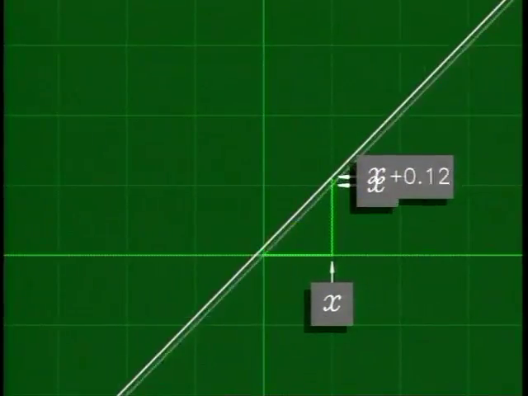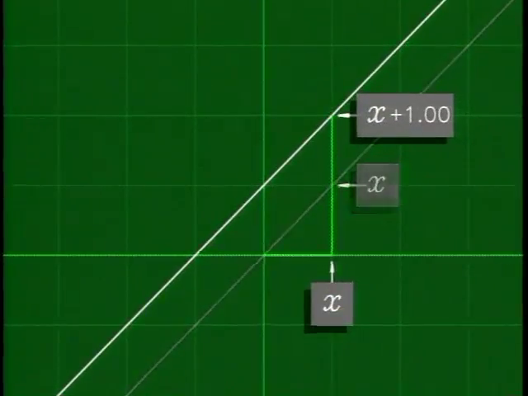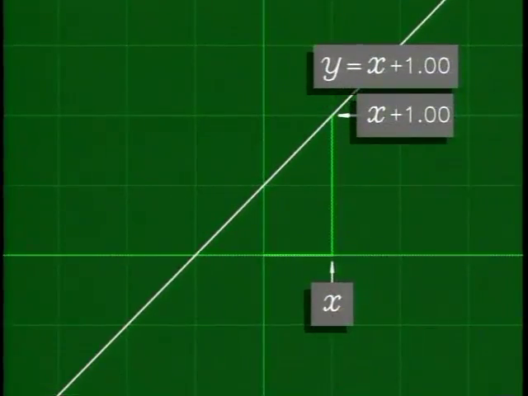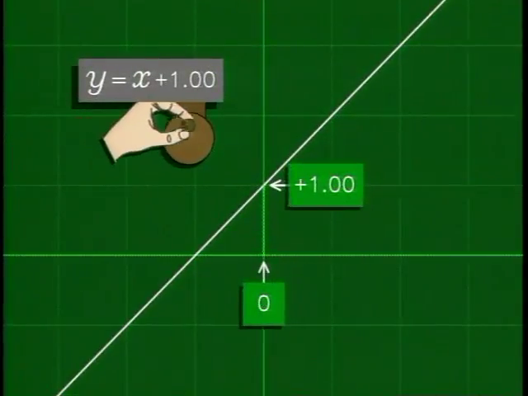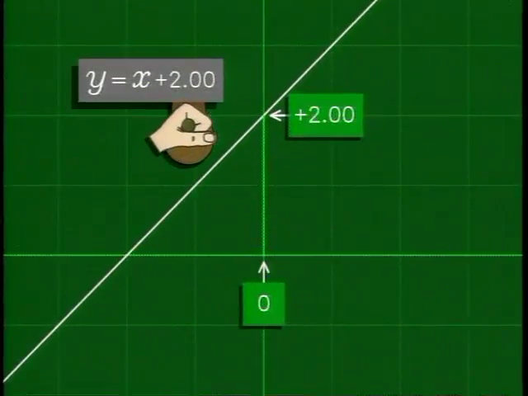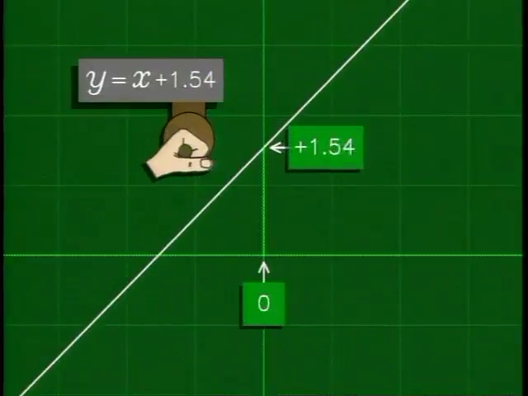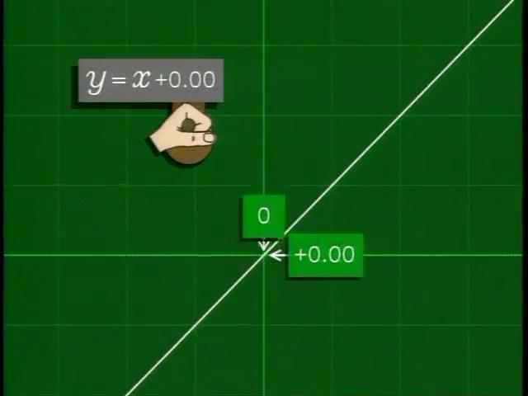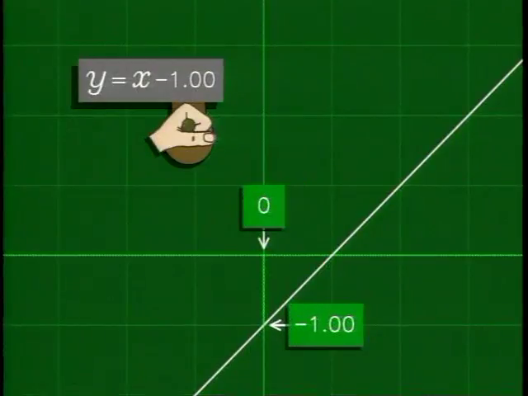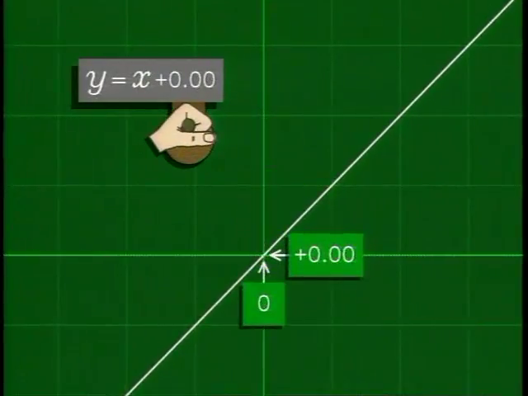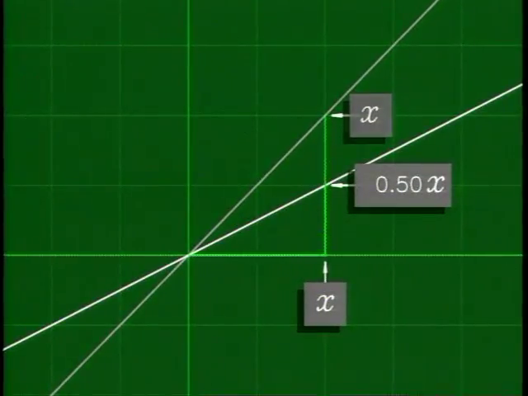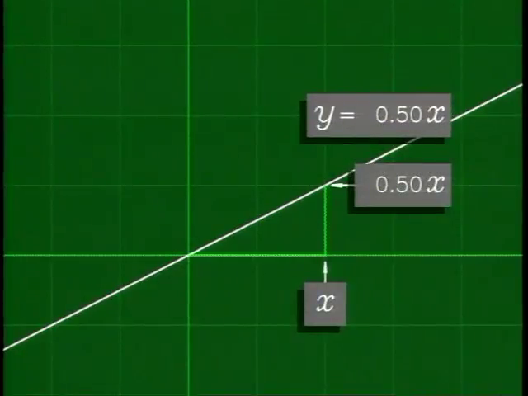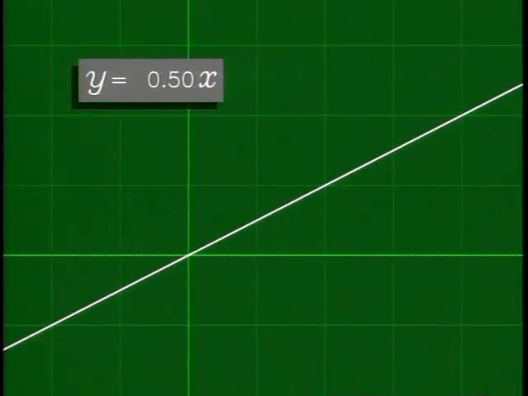If you move the line up by 1 unit, the new equation is y equals x plus 1. You can also move the line up by any amount, or down by any amount. This line is described by the equation y equals 1/2 x. For each unit you move forward along this line, your elevation increases 1/2 unit.